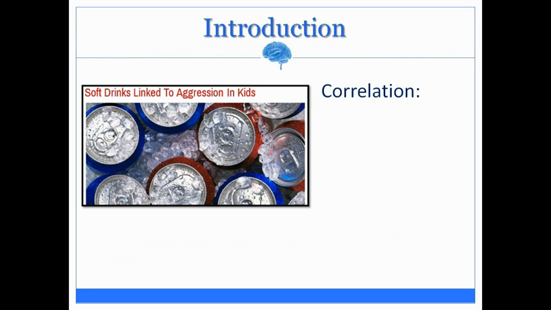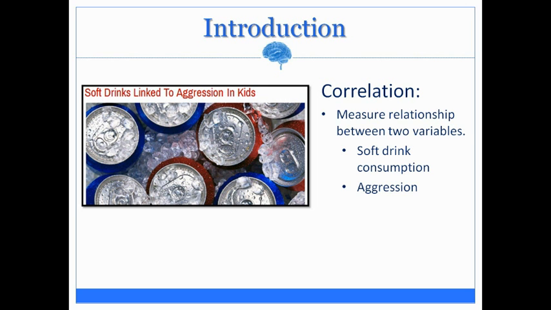So here is another correlation. Soft drinks linked to aggression in kids. This is a correlation, again, because there is an association between two variables. And that association includes soft drink consumption and aggression. So as one increases, the other will increase. As soft drink consumption increases, so does aggression. In a correlation, you can also look at it the opposite way, in that as aggression levels increase in a child, so does soft drink consumption. And this is an example of a positive correlation.